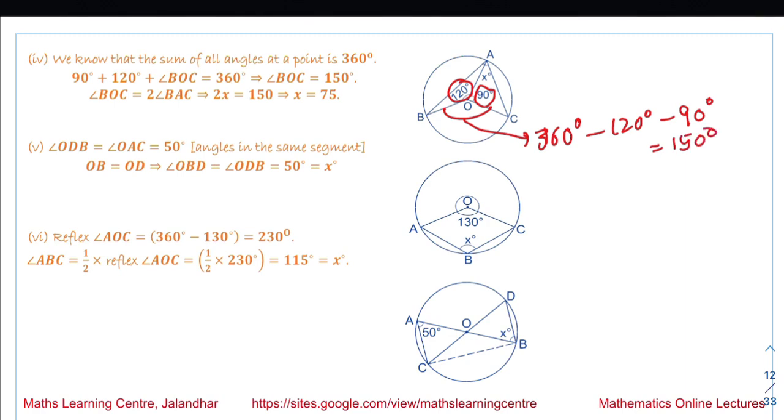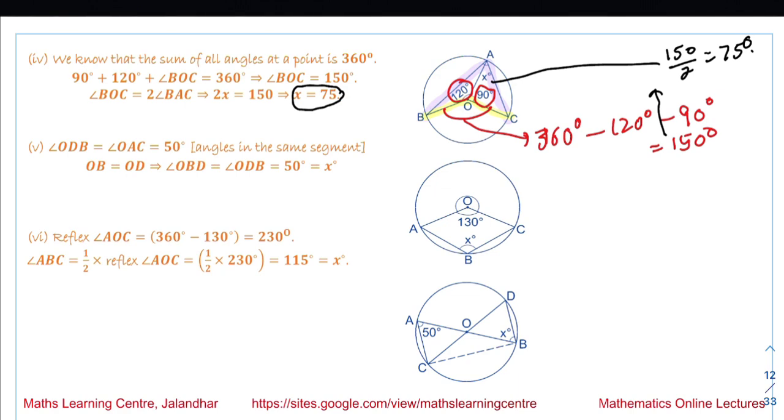Now if we look at these two angles over here, one is this angle BAC and the second we are talking about is BOC. So this angle x is half of this angle, that is 150 by 2, that is equal to 75 degrees. This is half of this angle. So we get that the value of x is 75 degrees.